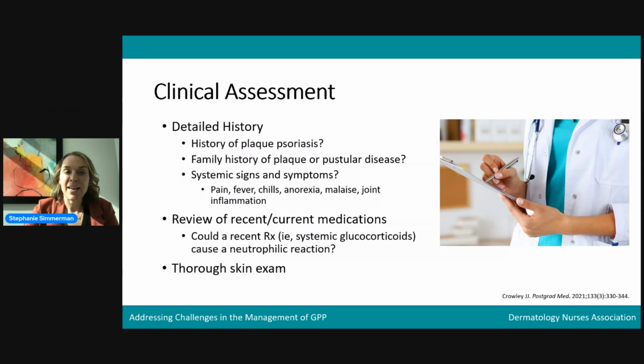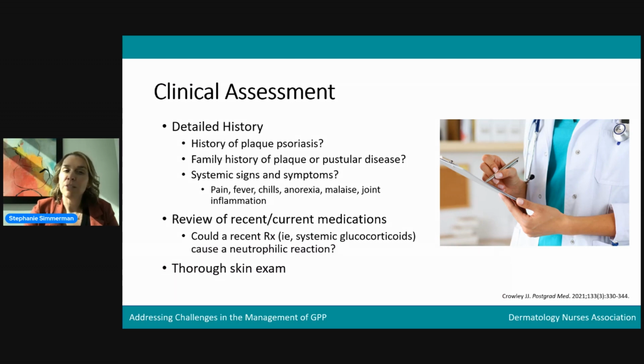Part of the questions we're going to ask: is there a history of plaque psoriasis? Is there a personal or family history of plaque or pustular disease? Are they having those systemic signs and symptoms? You can't drill it in enough how important it is to pick up on these things, because they're going to change your intervention and they can really make a huge impact on someone's life, making sure that we do a great job of screening for the more severe and potentially dangerous cases.